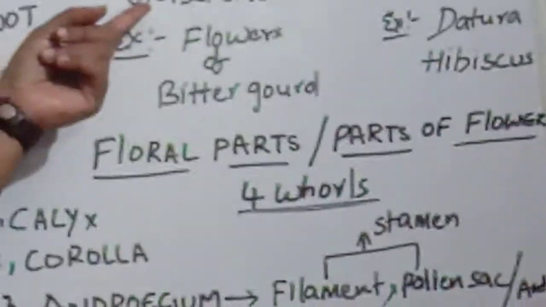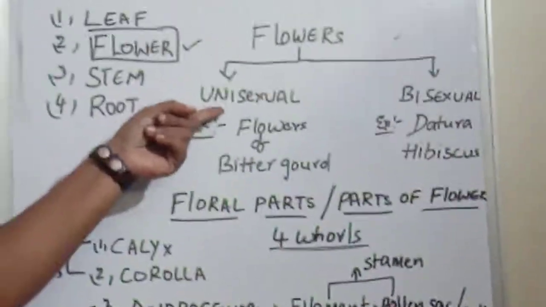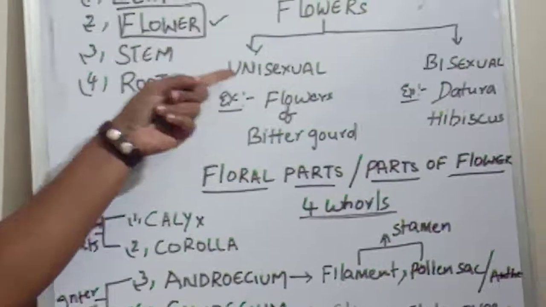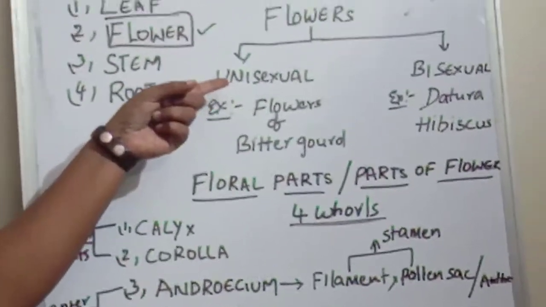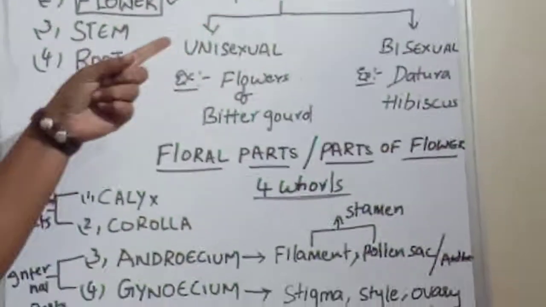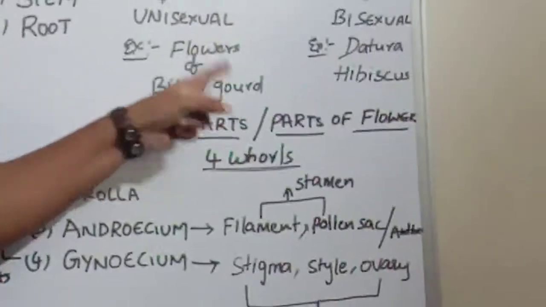The name itself indicates that uni means only one or single. A flower which contains either a male reproductive part or a female reproductive part is called a unisexual flower. An example of such flowers is the flower of the bitter gourd.